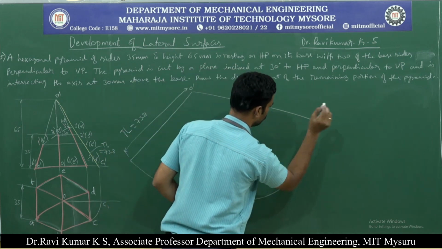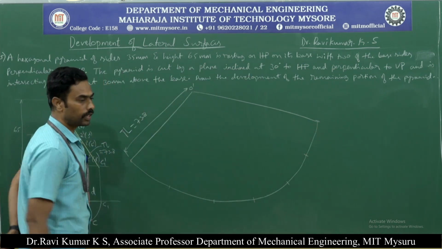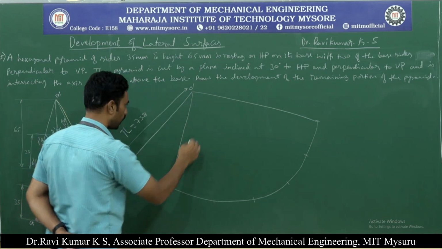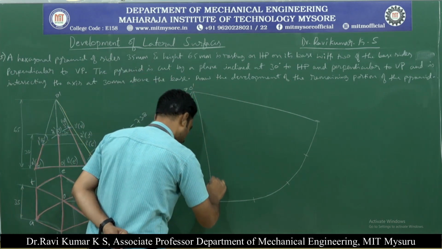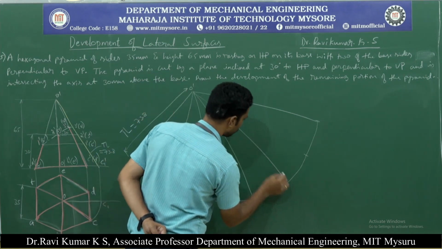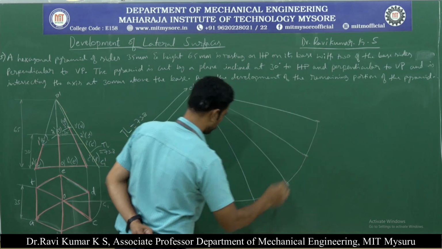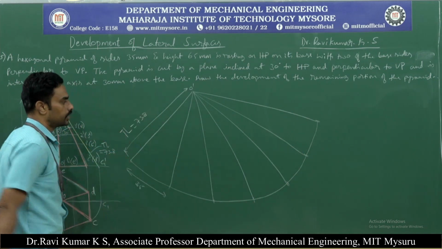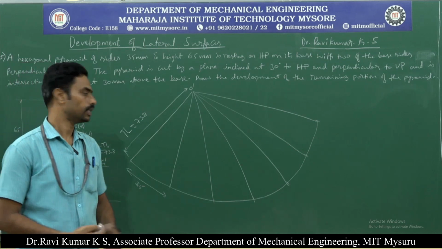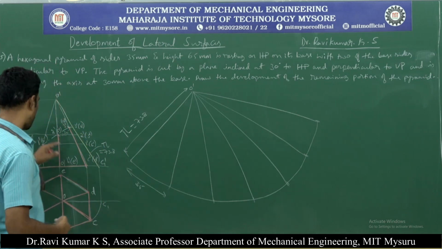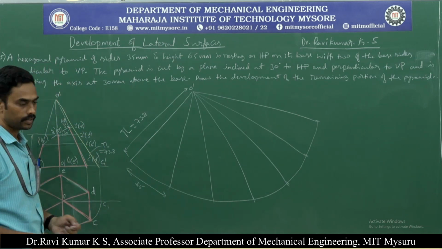Join these two. Now try to join all the construction lines here, all the divisions with 35. Now this should be 35. This should be in its true length. This is all the 6 lines. 1, 2, 3, 4, 5, 6 represents the 6 lateral surfaces of the pyramid.